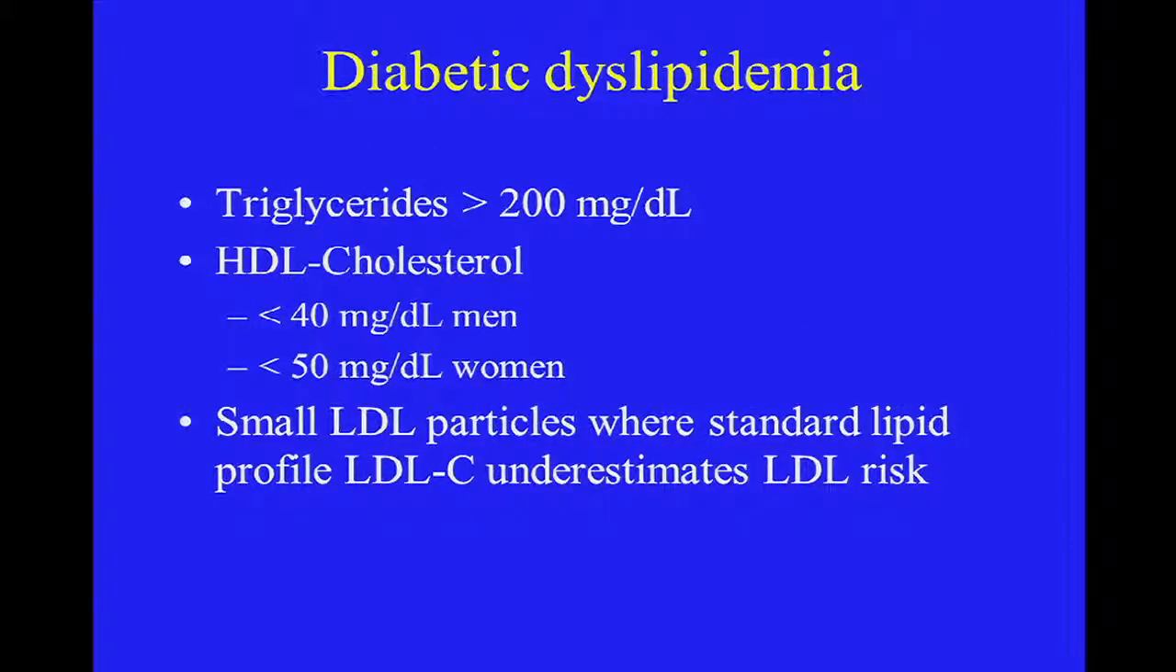So what we're going to talk about is diabetic dyslipidemia, with triglycerides greater than 200, and HDLs less than 40 and 50 in men and women, with generally small LDL particles, where the standard LDL will underestimate your LDL in terms of the particle number. So you always can look at those tiny little LDLs in people with diabetes. That's where the damage from LDL really is: these many, many more smaller LDL particles get into the subendothelial space and do cause plaques.